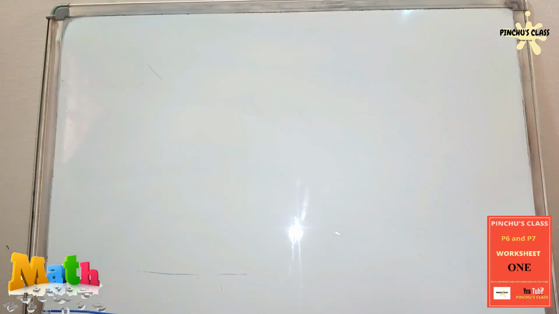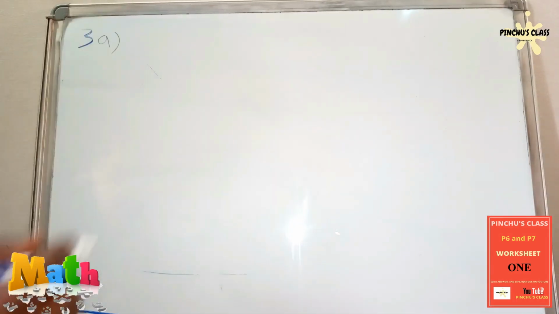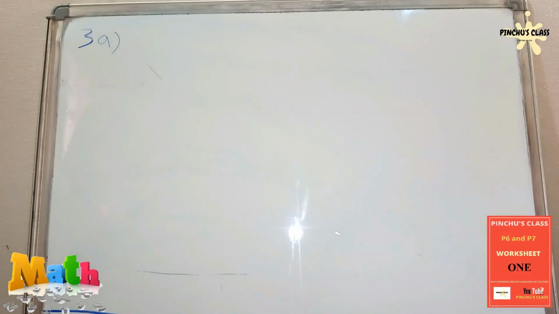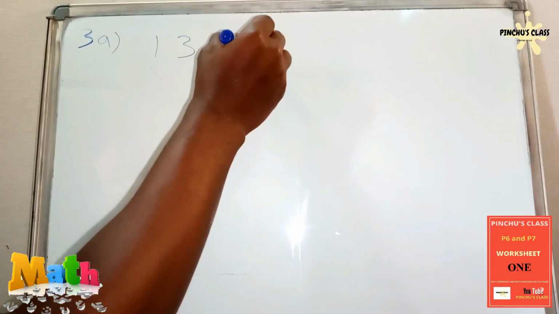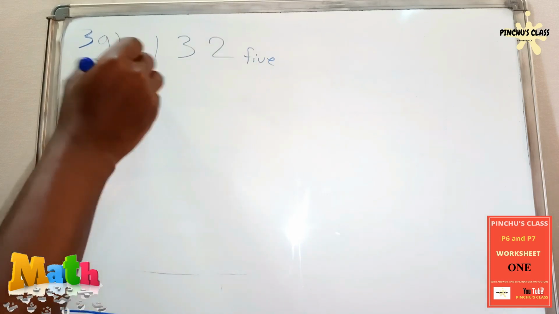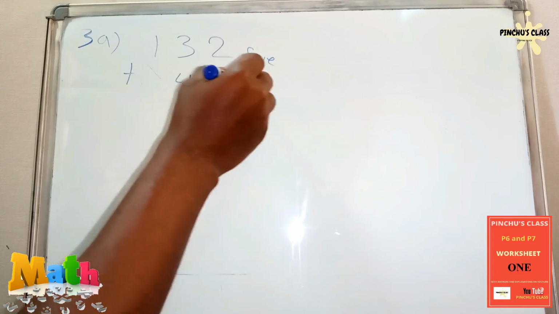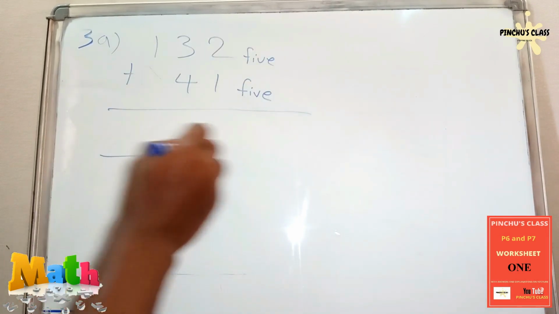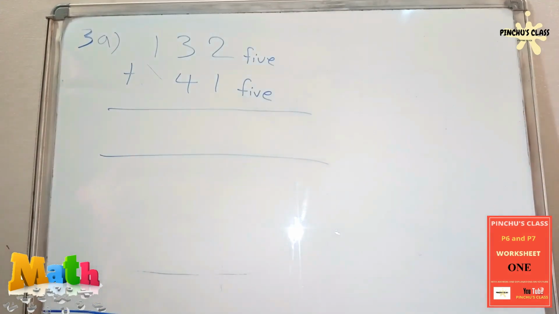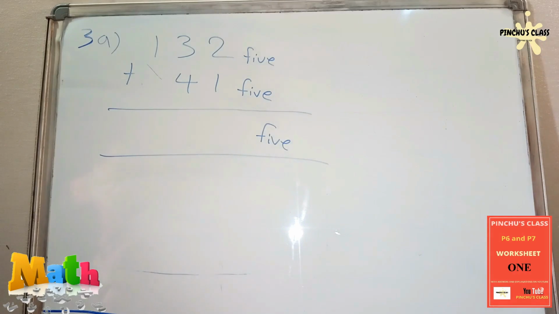Okay. Number 3A. We are adding 132 base 5 plus 4141 base 5. So now we are adding in base 5. Remember to put base 5 there. Some people forget about base 5.